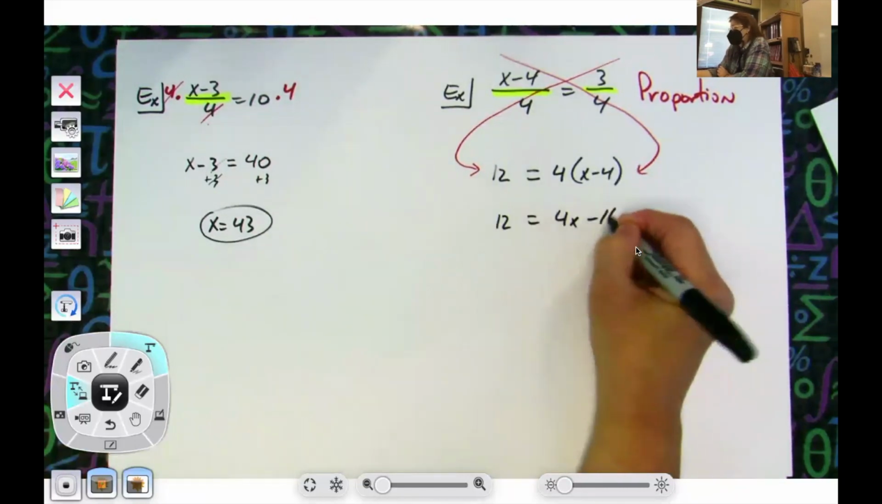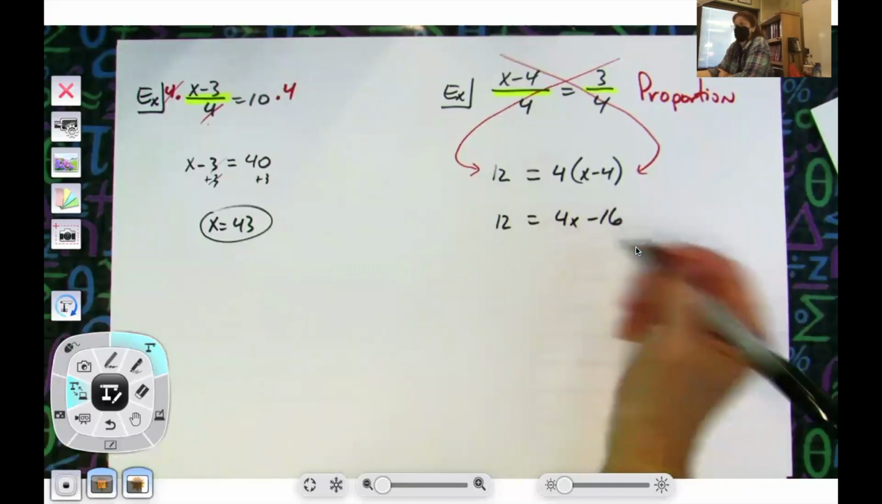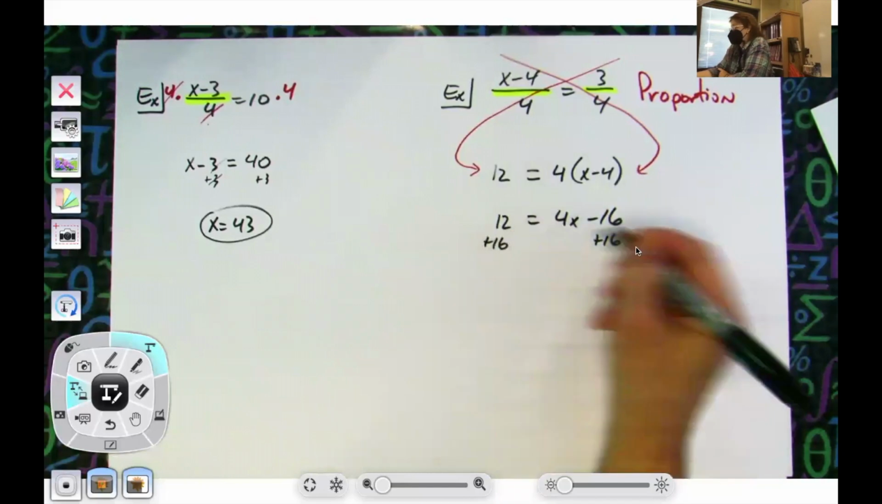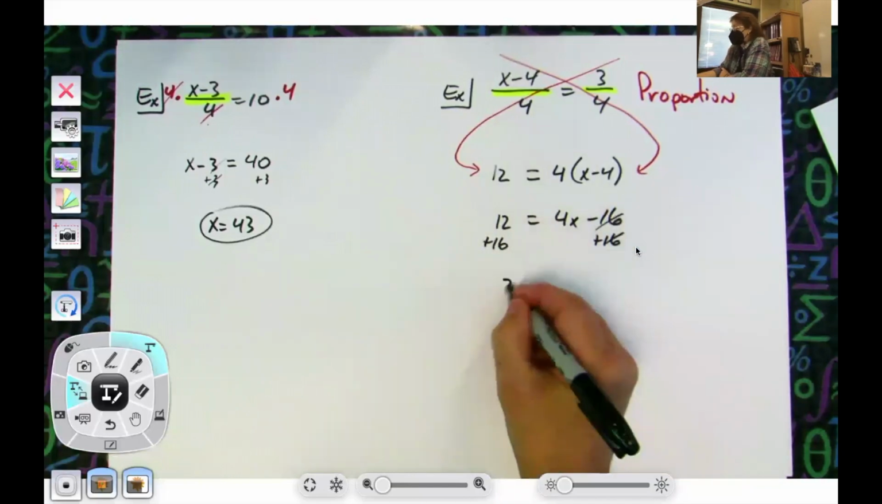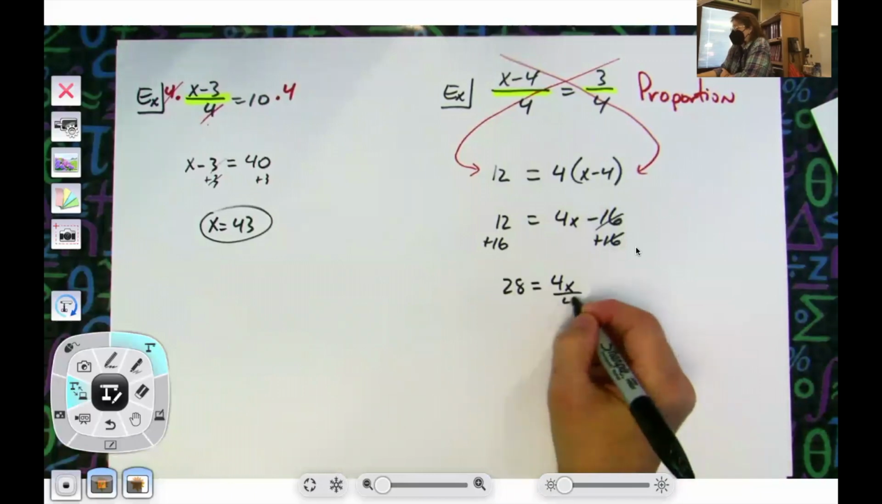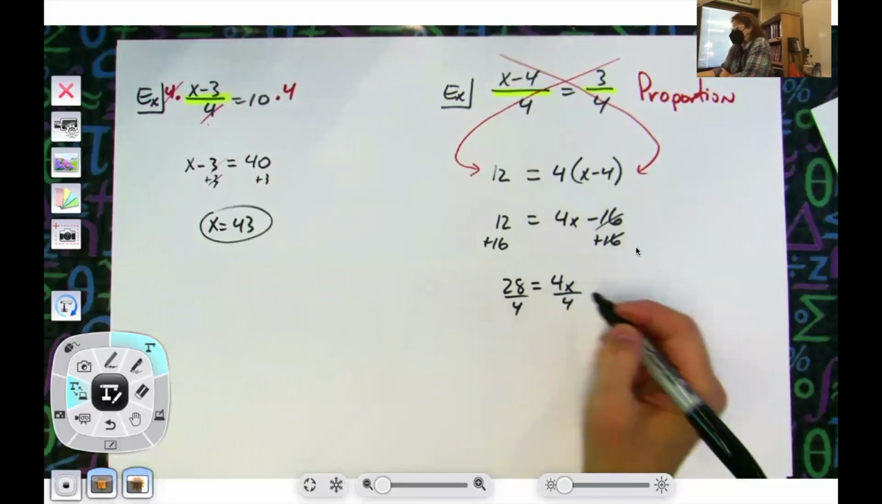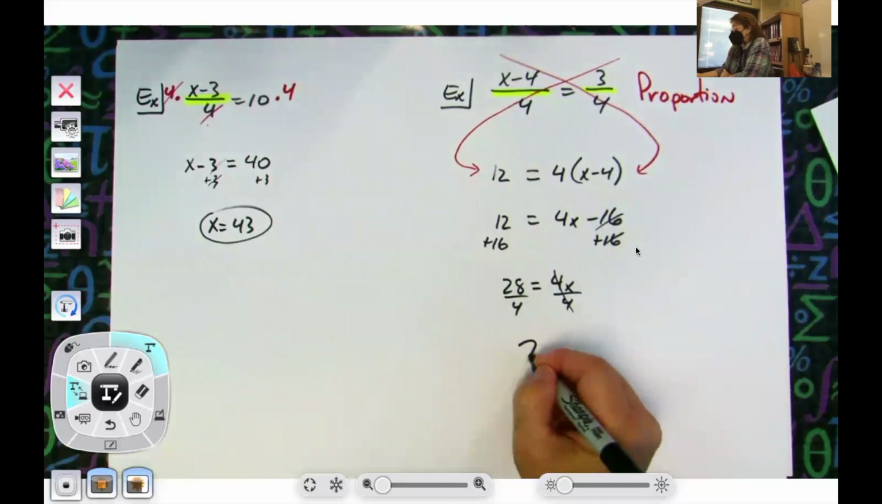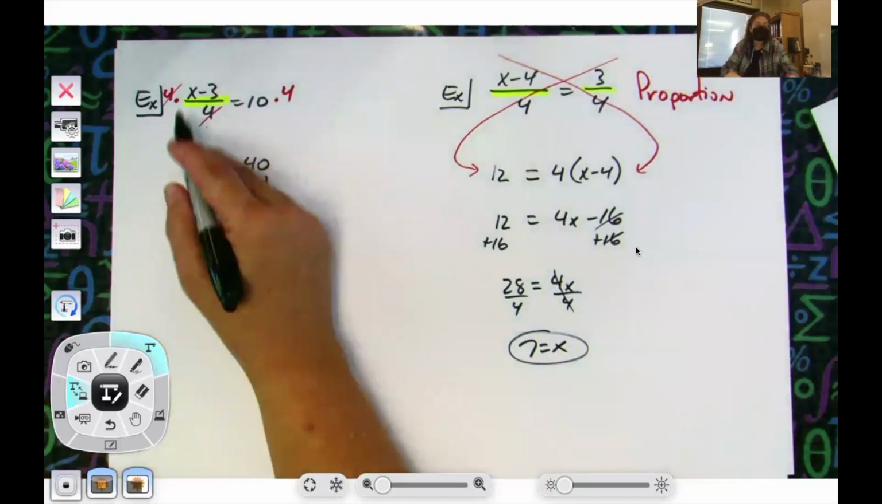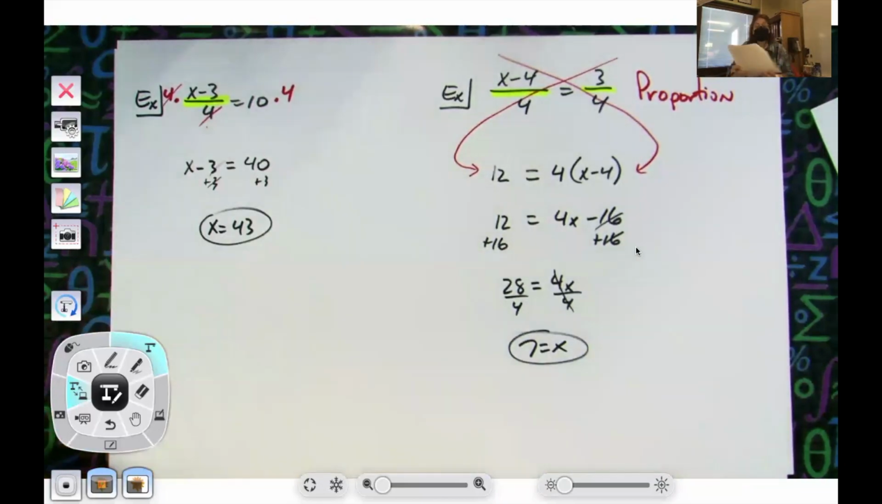12 equals, now that you've got it written down so that you can see it, now distribute: 4x minus 16. Now it's a two-step equation, right? So add 16, add 16. Is that 28? 28 divided by 4? 7. So if you see proportions, cross multiply down, it's the easy way to do it. If you see little strange ones like that, make sure you multiply both sides first.